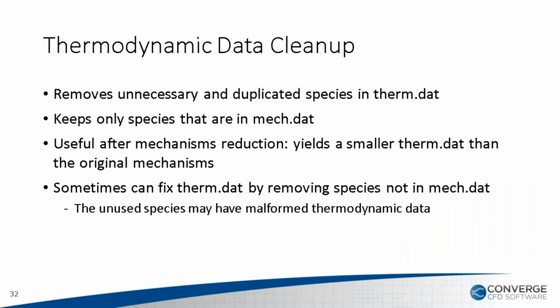The last tool I'll go over is the thermodynamic data cleanup tool. What it does is remove unnecessary and duplicated species in therm.dat, and it only keeps the species that you have in mech.dat. It's really useful if you found out your therm.dat is still really big after mechanism reduction. When you run this tool once, you can get a smaller therm.dat that is better suited for your reduced mechanism. Sometimes you can also fix therm.dat by removing species not in mech.dat, because some of those unused species may have malformed data that can cause issues. But that's not guaranteed. Sometimes it works, sometimes it does not.